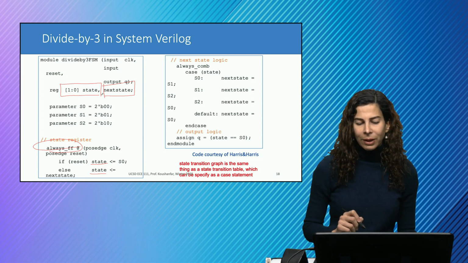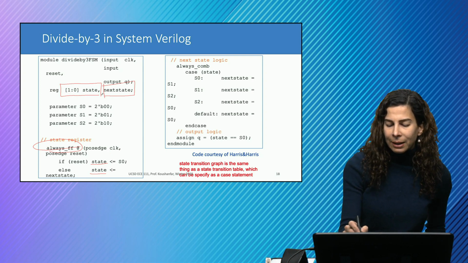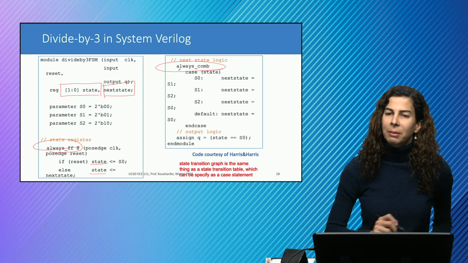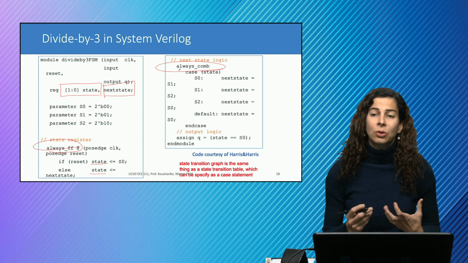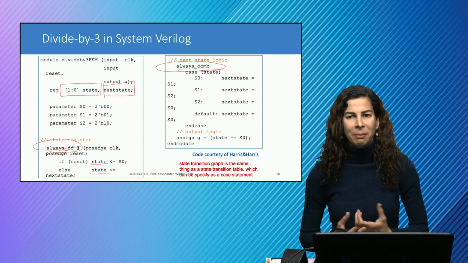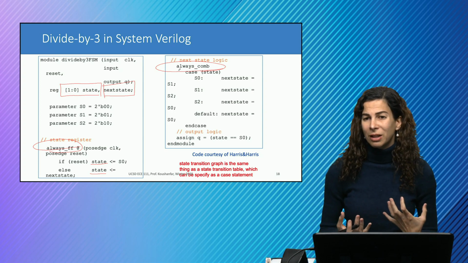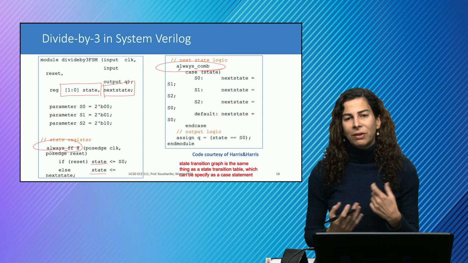Now, once we have that, we define a next state logic, which is a combinational logic, and a very common way to express a finite state machine in combinational logic is to use conditional statements using case or if then else.